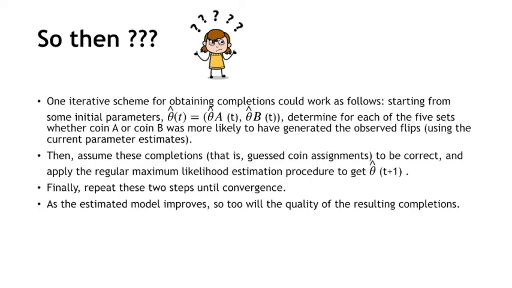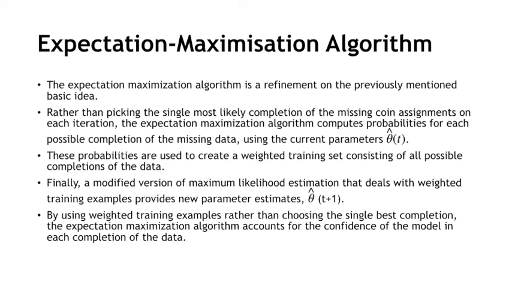As the estimated model improves, so will the quality of the resulting completion. The expectation maximization algorithm actually works on this knowledge. It is a refinement of the previously mentioned basic idea. The expectation maximization algorithm computes probabilities for each possible completion of the missing data using the current parameters. These probabilities are then used to create a weighted training set consisting of all possible completions of the data. Finally, maximum likelihood estimation or a modified version of it is used to deal with the weighted training examples so that we can get new parameter estimates. By using weighted training examples rather than choosing the single best completion, the expectation maximization algorithm accounts for the confidence of the model in each completion of the data.